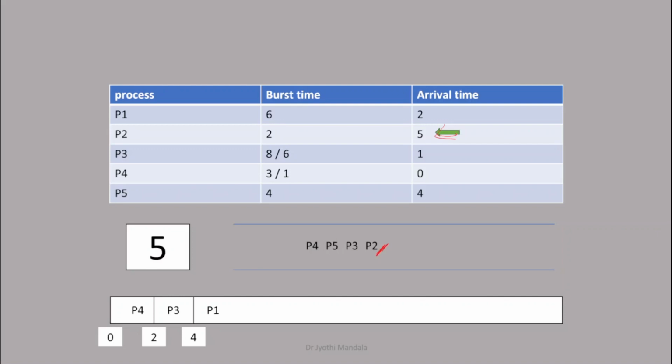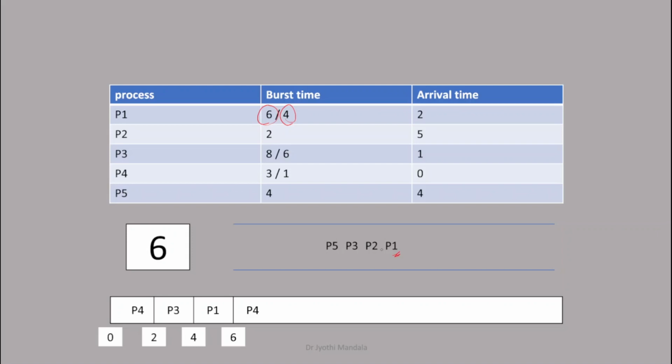It has been added. Now, at the 6th second, is any process there? No process is coming. Now, P1 has completed its 2 seconds. Even though it requires 6 seconds, we can give only 2 seconds. So, 2 seconds are done, and out of 6 seconds, it still requires 4 more seconds to be executed.